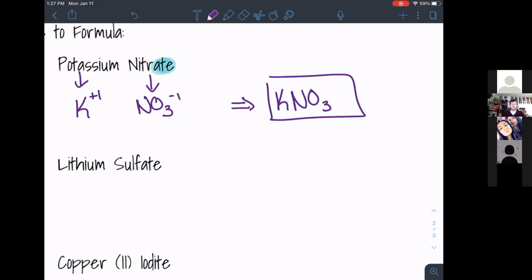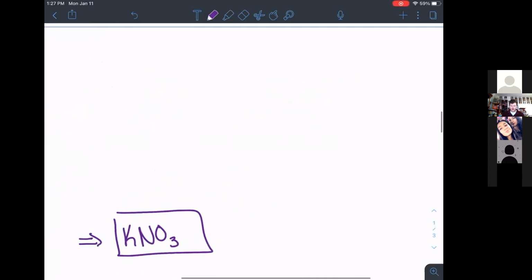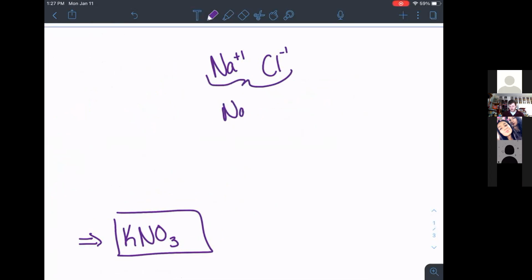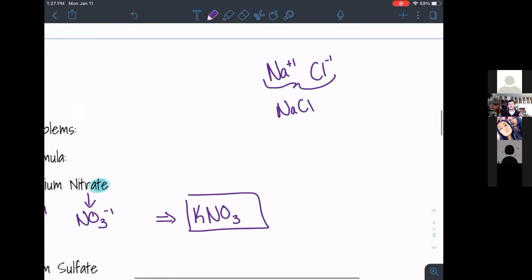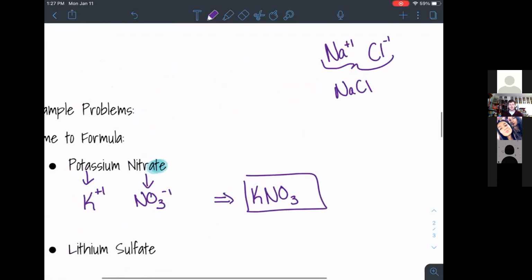Any questions on the first one? We don't add the +1 or the -1. Nope, just like our formula. If we had something like Na with its +1 charge and Cl with its -1 charge, when we wrote that formula, it just became NaCl. Just like that, because in an ionic compound, we don't want charges in the end, which is why they have to add up to 0. We have to worry about ours for these the same way.